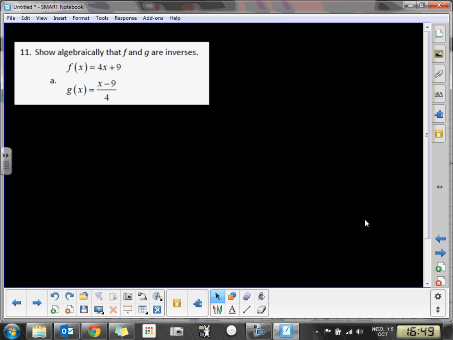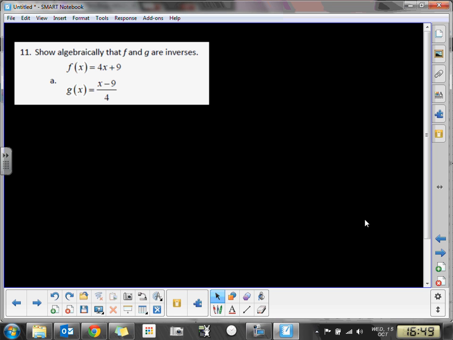In number 11, A and B, it says to show algebraically that f and g are inverses. The nature of inverses is that whatever one function does, the other one must undo. So no matter what you put into your inside function, the outside function has to undo it and bring you back to the original input.